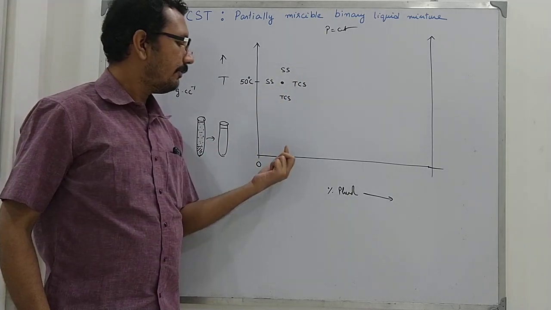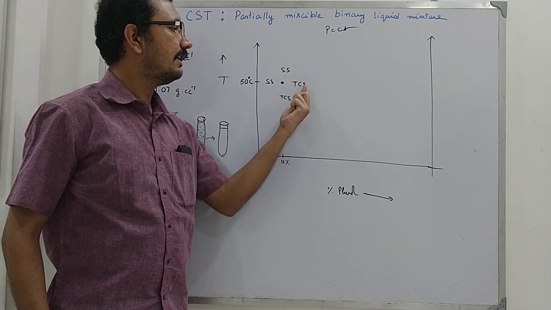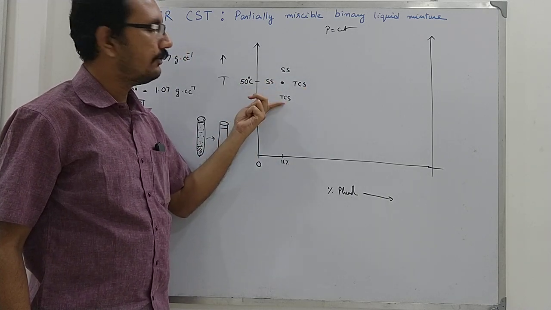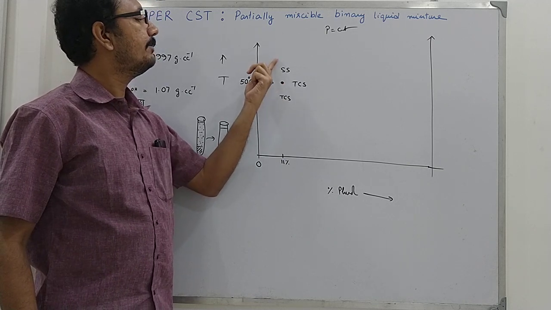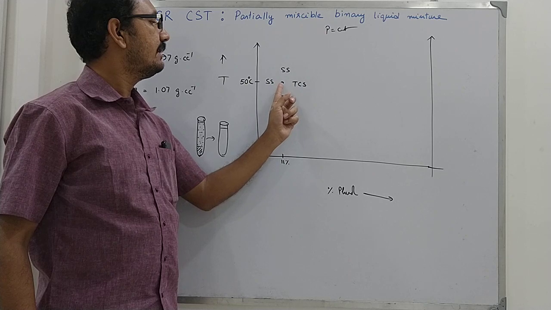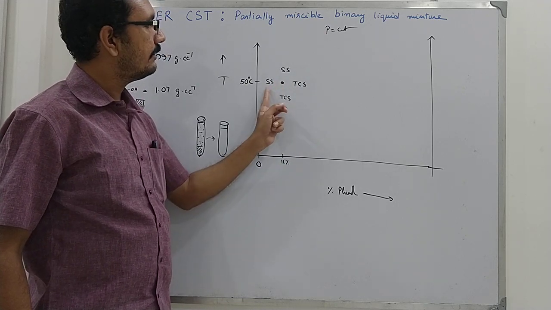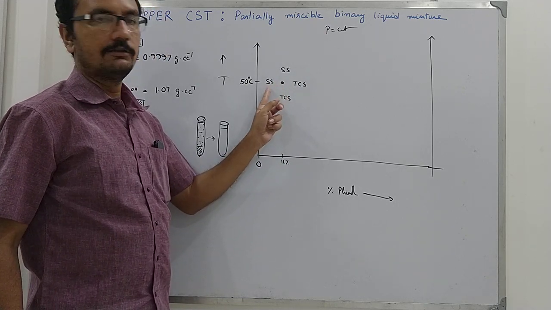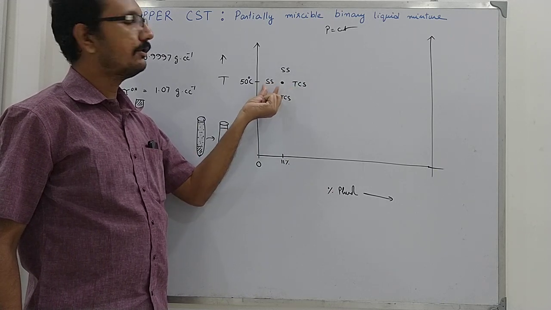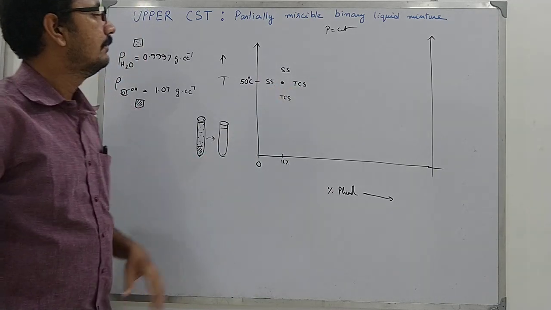So at this point, if you add more phenol, you will get two different layers. If you decrease the temperature, solubility will decrease and you will get two different layers. If you increase the temperature, solubility will increase and you will get a single solution. If you decrease the percentage of phenol from this, the two layers will be converted to a single solution.